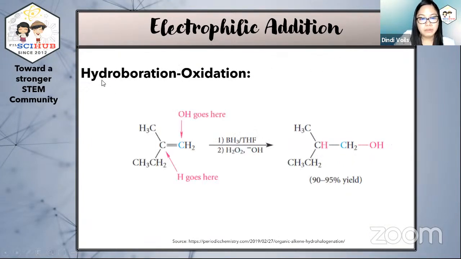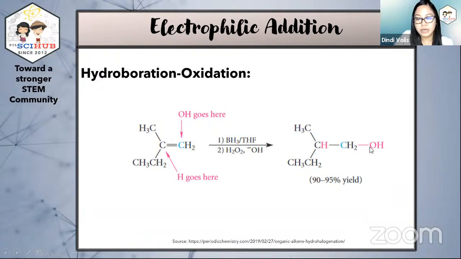And then you have the hydroboration oxidation. Unlike the others, this one does not follow Markovnikov's rule. This is an anti-Markovnikov reaction. The best way to explain why is through the reaction mechanism, but I'm not going to discuss that here. But yeah, hydroboration oxidation is an anti-Markovnikov addition.